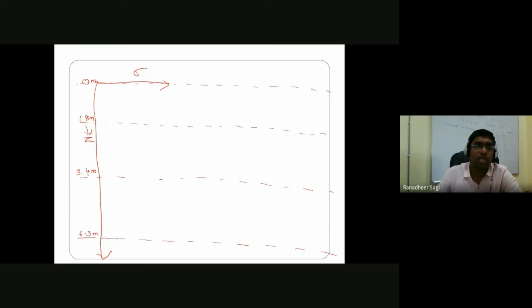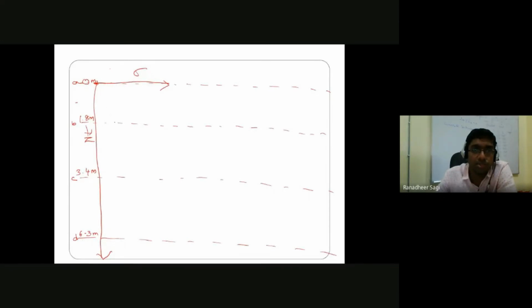So this 0th meter refers to point A, the 1.8 meter depth position refers to point B, the 3.4 meter depth position from the ground refers to point C, and the 6.3 meter depth position refers to point D. Okay, just for my reference, I am noting it. Already we know the total stress value at ground position. So how much was our total stress value at the ground? It is equal to 0.